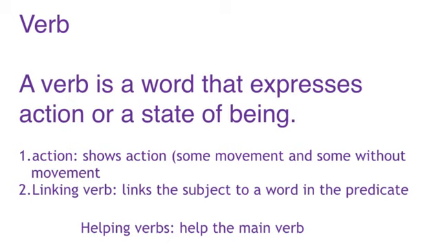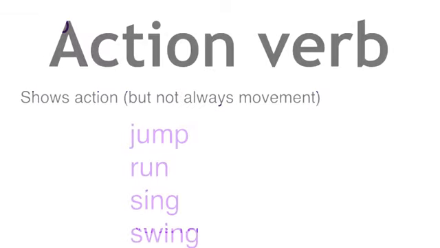There are two main kinds of verbs, action and linking. An action verb shows action, but not always movement. A linking verb links the subject with a word in the predicate. There is one more group of verbs called helping verbs. Alone, they are not a main verb. What these verbs do, they help, which is why they're called helping verbs, because they help.